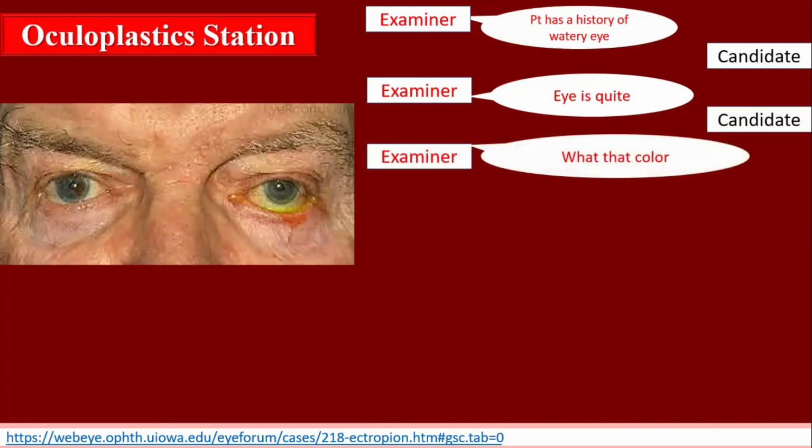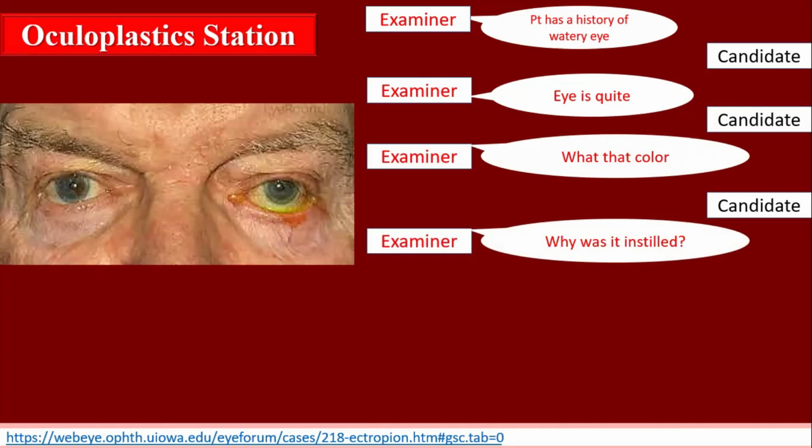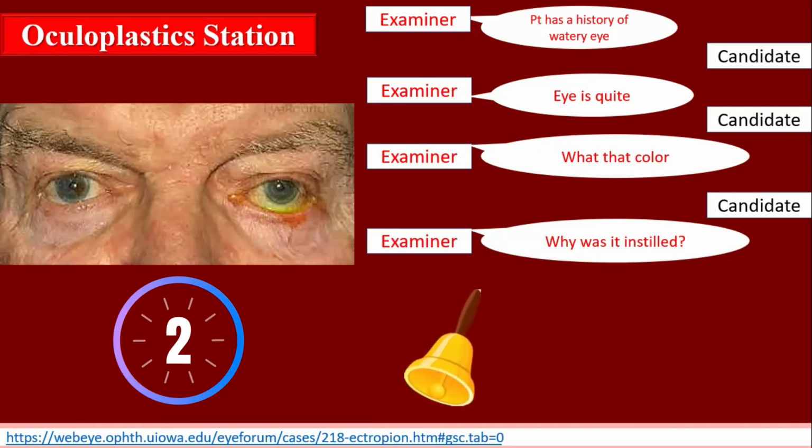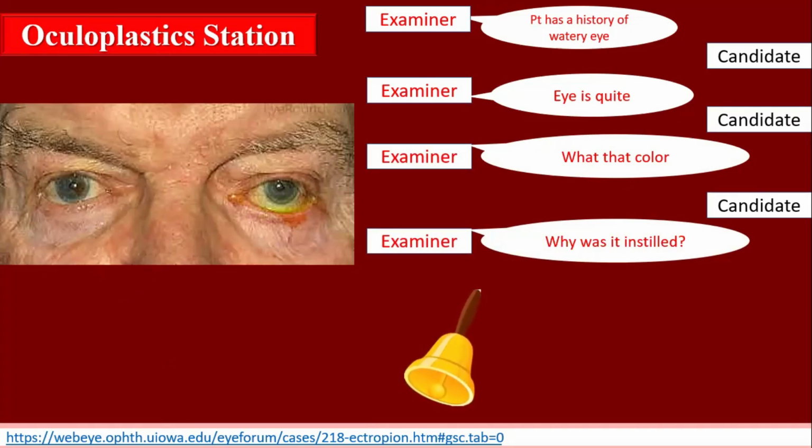So what is that color that you see? So as you can see here, we imagine that we have a case like this one. The candidate should mention the staining at the beginning, okay? Here is the candidate: yeah, this is fluorescein staining. There is fluorescein staining that was instilled on the patient's eye. Why was it instilled? So here the candidate said to check the cornea. So if you see, the scenario is all about lid retraction and cornea, and that's it.